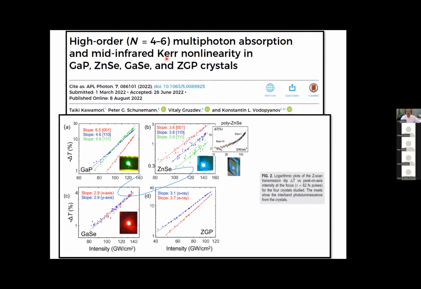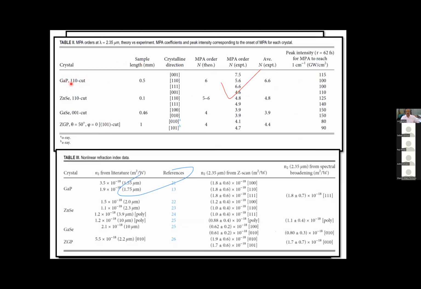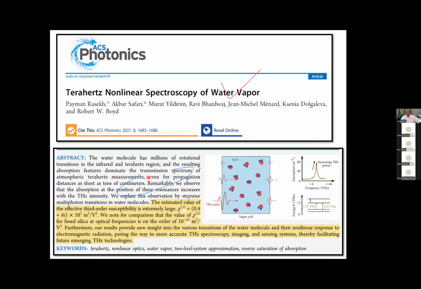The people studied the mid-infrared nonlinearity. So people go to 1 micron, 2 micron, 3 micron, 4 microns with short laser pulses, and then they show this, for example, gallium phosphide cut. This is a crystalline direction. So multiphoton order theoretically is 6, experimentally also it shows 4, 5, 6. So they show all this multiphoton absorption in these nonlinear materials.